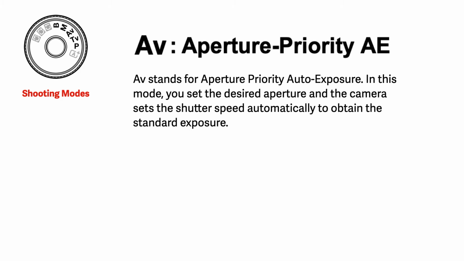AV stands for aperture priority. In this mode, you set the desired aperture and the camera sets the shutter speed automatically to obtain the standard exposure. For example, if we are shooting a portrait, we may decide to set the aperture to f2.8 in order to blur the background. After we select the aperture, the camera will automatically select the corresponding shutter speed.